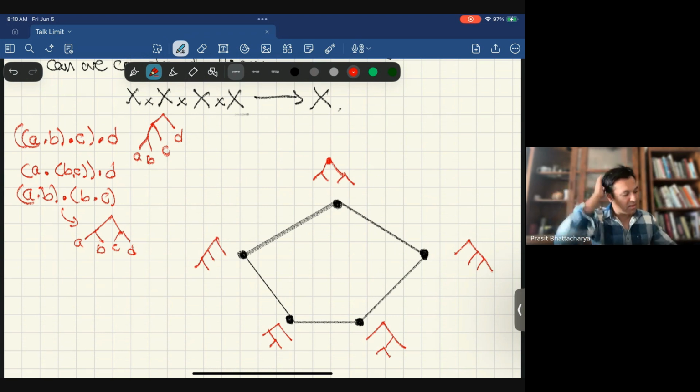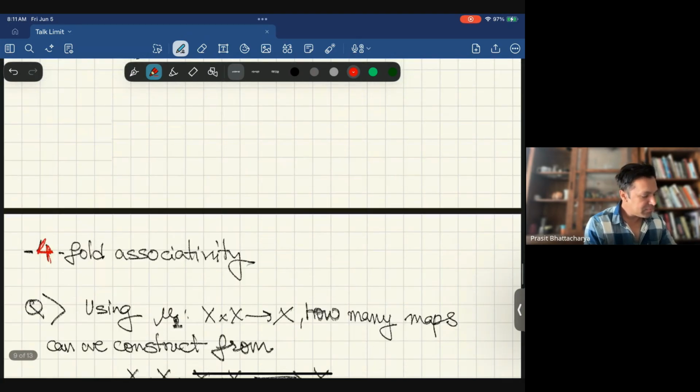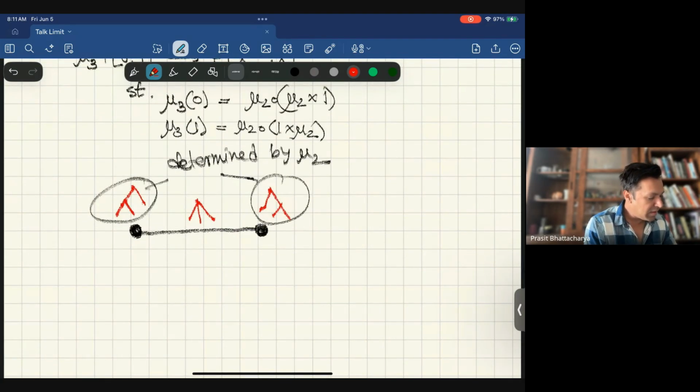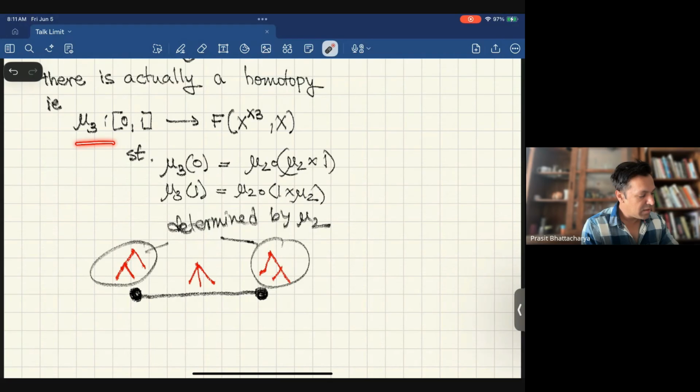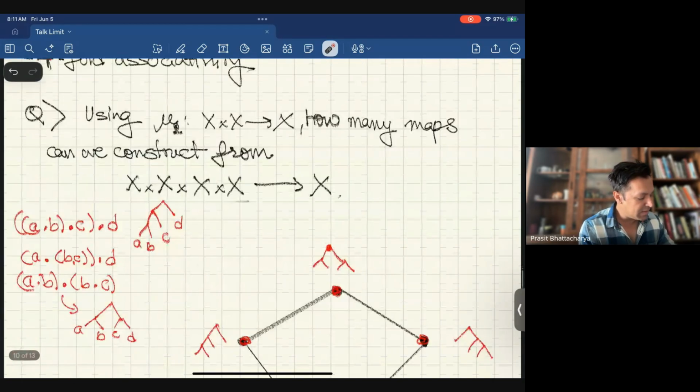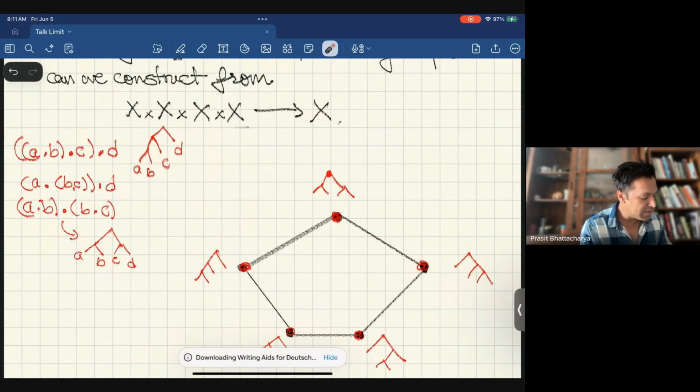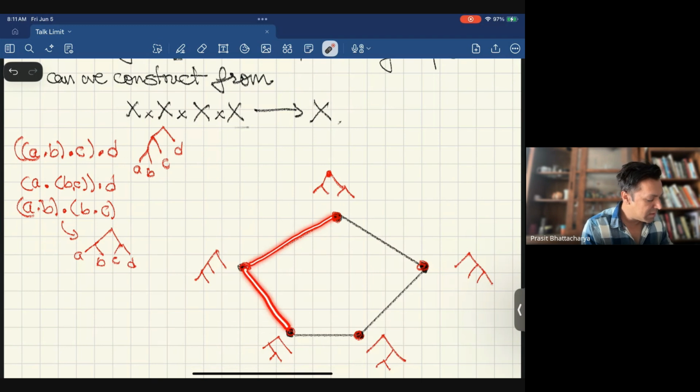Okay, so these are the 5 vertices of the pentagon. So now let me make this a little more interesting. You see that now if I have the homotopy, if things are homotopy associative, meaning that I have this mu3, then actually I can connect the vertices of this.